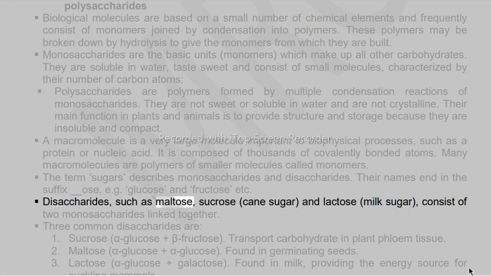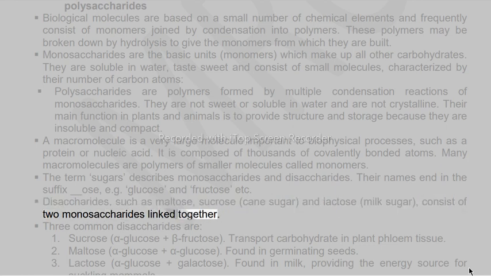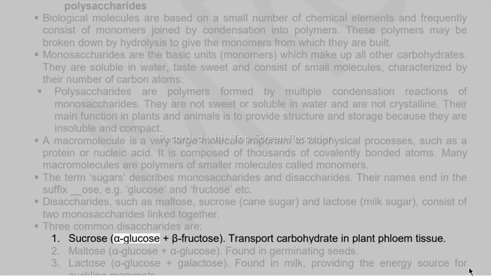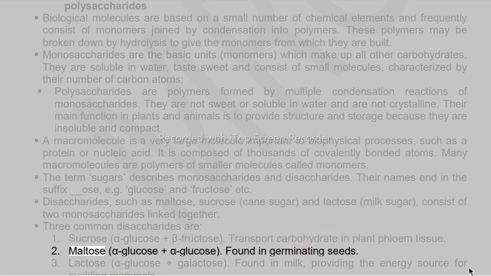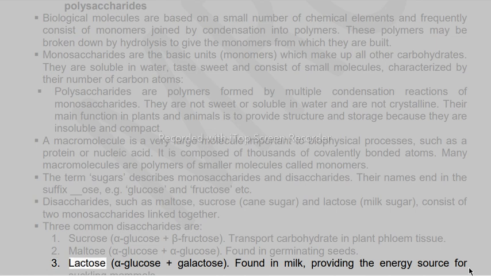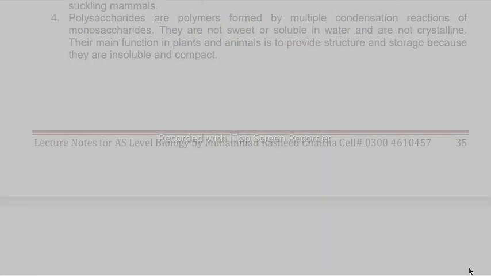Disaccharides, such as maltose, sucrose, cane sugar, and lactose, milk sugar, consist of two monosaccharides linked together. Three common disaccharides are: 1. Sucrose, alpha-glucose plus beta-fructose, transports carbohydrate in plant phloem tissue. 2. Maltose, alpha-glucose plus alpha-glucose, found in germinating seeds. 3. Lactose, alpha-glucose plus galactose, found in milk, providing the energy source for suckling mammals.